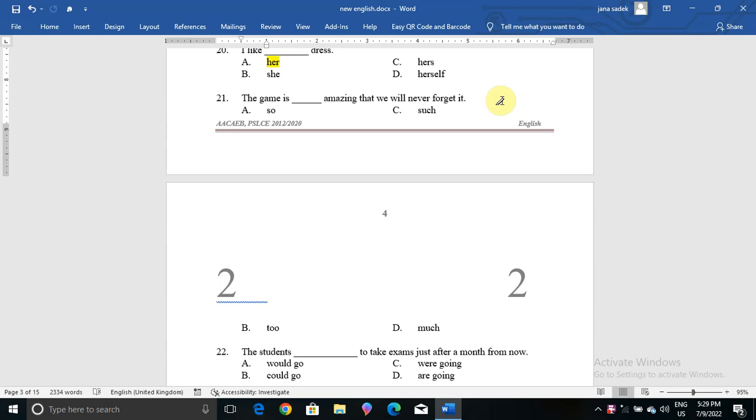Why can't we use such? Because there is no an. First of all, when we use an, it is for vowels, right? But here in the question, it is written such only. It is not written with an. So the correct answer, without an, will be the game is so amazing. If there was an with such, it would be the game is such an amazing that we will never forget it. But the correct answer without an is so. The game is so amazing that we will never forget it. So the correct answer for question number 21 is so.